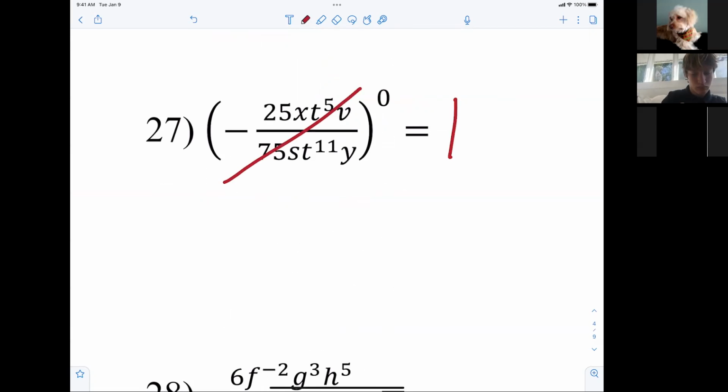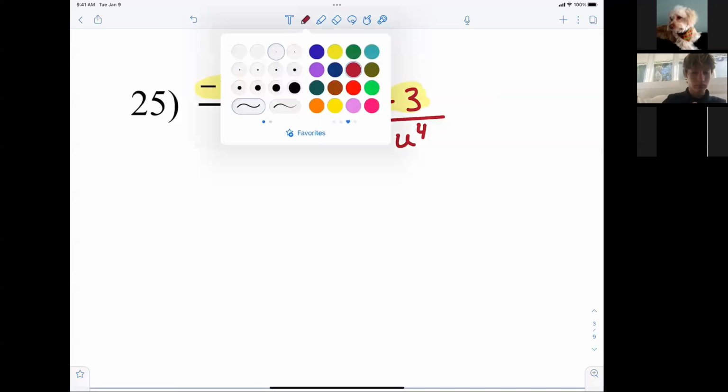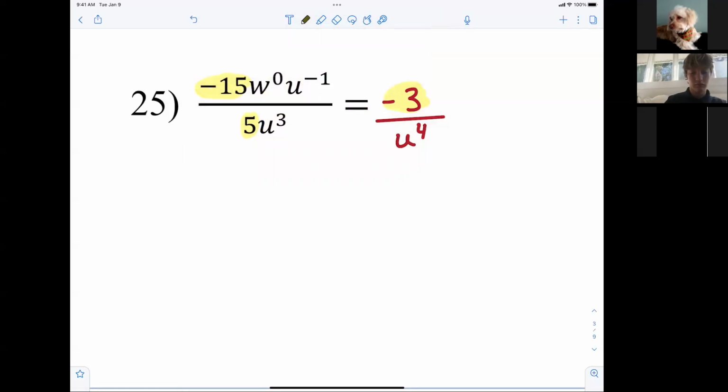For number 25, I thought that if it was like -15W and then 5U, wouldn't you do... Listen to what the rules are. Divide the numbers. This is a number and this is a number. What's -15 divided by 5? What happens to W to the 0 power? It's a 1. What is U to the -1? It goes down as U to the 1st, so it becomes U to the 4th.